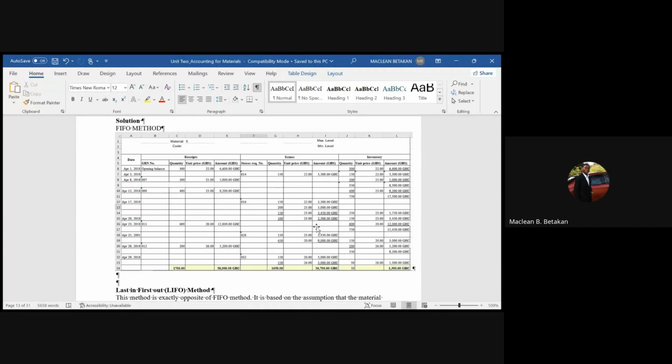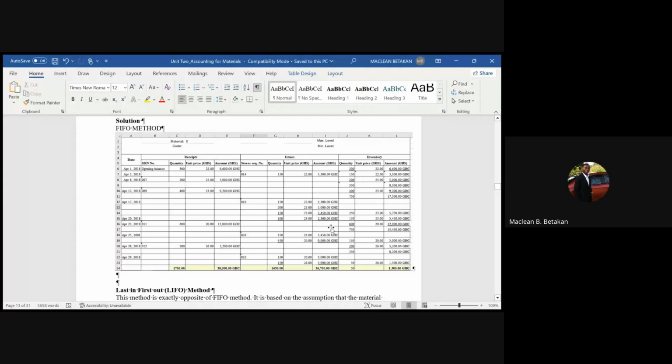Okay. So 150 is left. Then 150 is valued at 23. So we have 150 valued at 23. That will give you 3,450. So that's the stock we have at the end of 20th April.